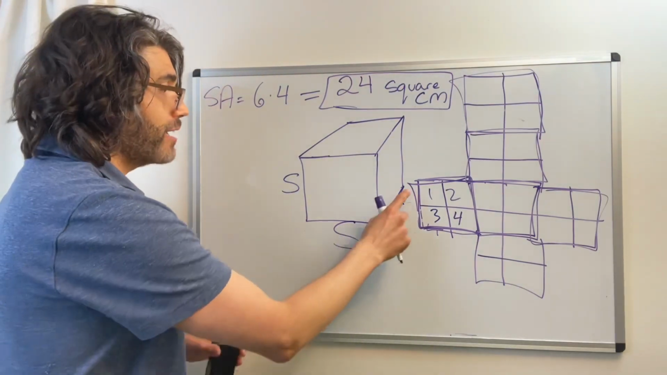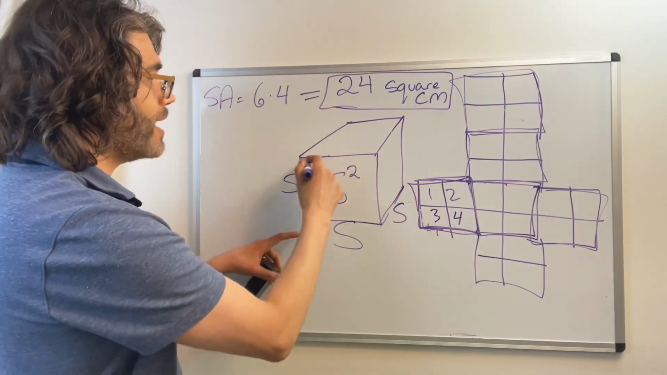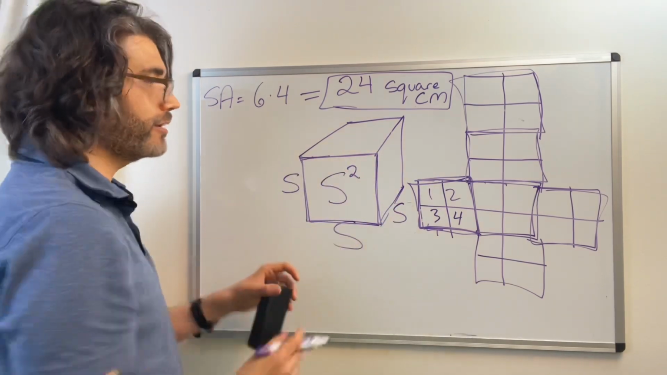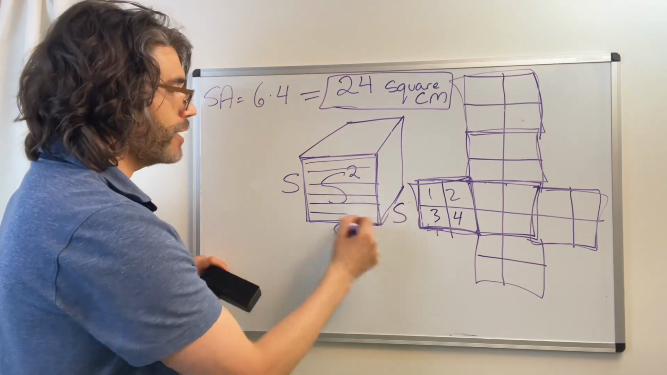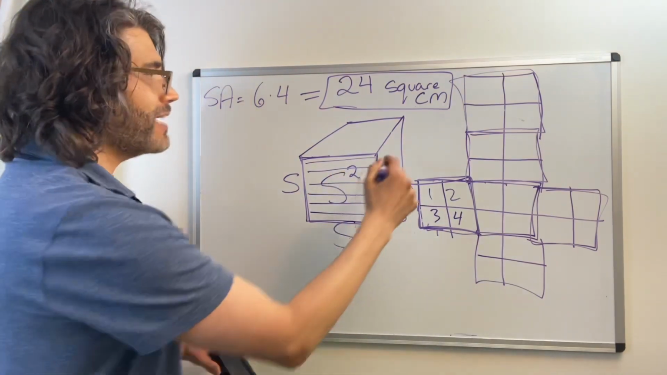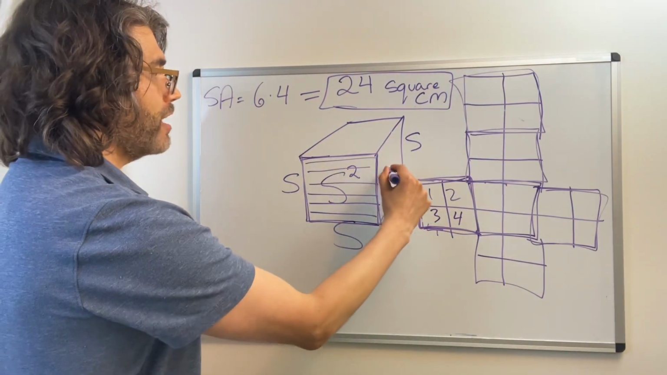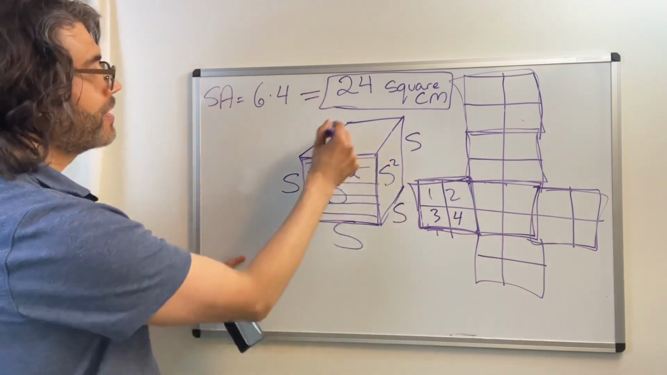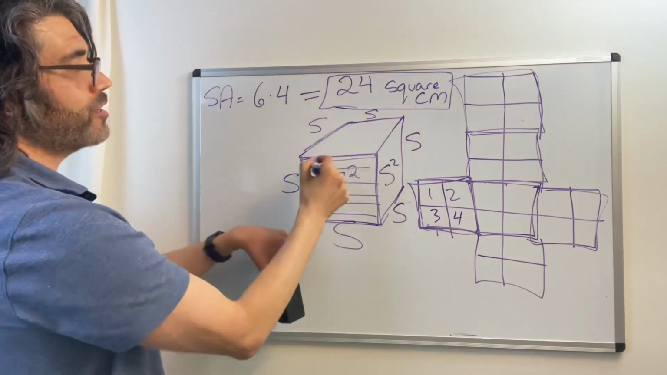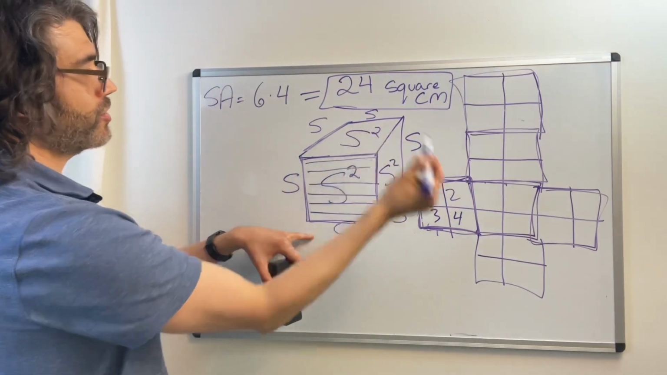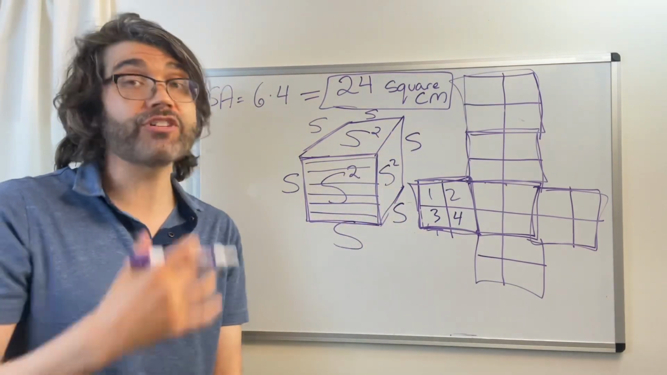So S times S will give us this square, which is S squared. So the area of this particular square, the front square, is S squared. But wait a second, the height over here is also S. So S times S is, oh, S squared again. Oh, and the width, the depth, and the length is also S over here. So this is S squared. All of these faces are going to be S squared because they are squares, and there's 6 of them.